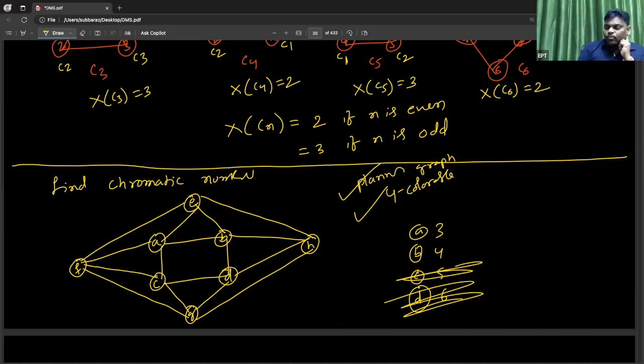Can you help me now? Can I remove 2 options? Because there is a C3. See this one. There is a C3. C3 requires 3 colors. So 2 is also not possible. Either 3 or 4. Verify now.